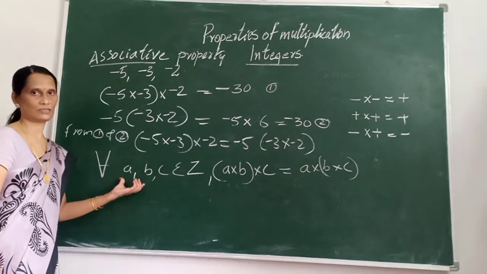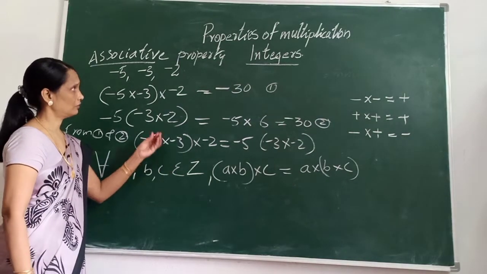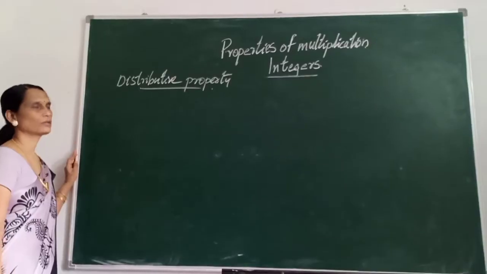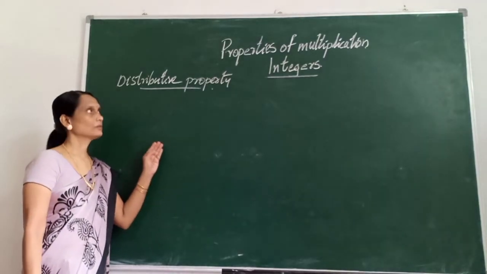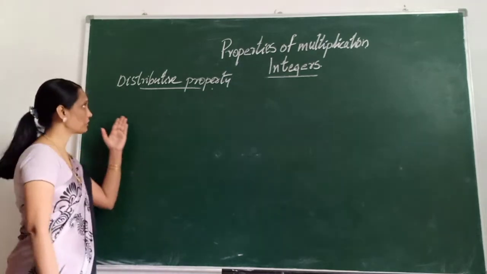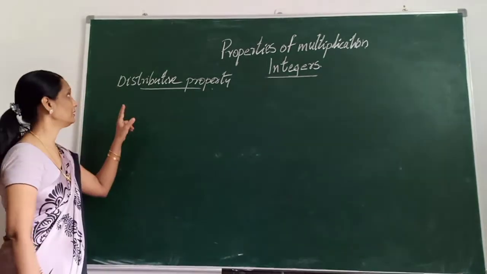Okay, did you get it? The same way, there is also an associative property of addition for integers. Okay, now let us go into the next property. This is a special property of multiplication. We haven't learned this property under addition. This is special for multiplication. Let us see what this property is.